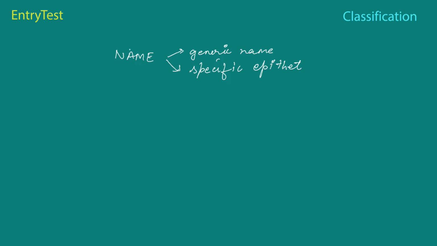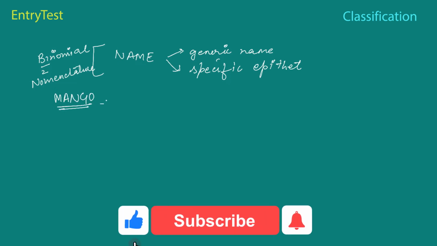Now there are two components, that is why this system of nomenclature is called the binomial nomenclature. That means having two components. Bi stands for two. So binomial nomenclature, that is the method. Alright. For example, let's take the example of the commonly known fruit mango.